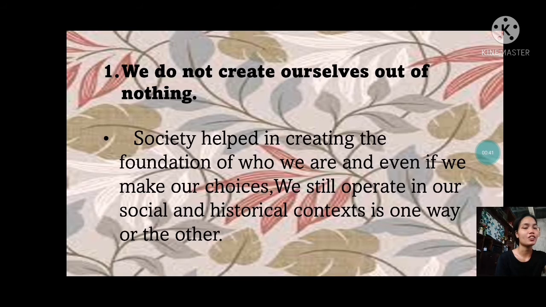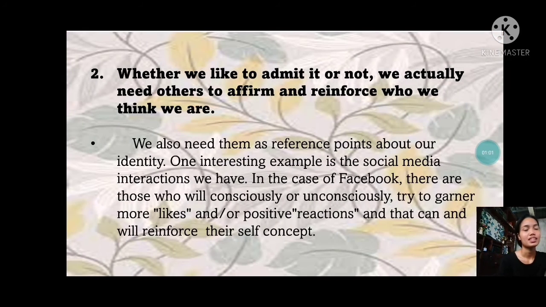First, we do not create ourselves out of nothing. Society helped in creating the foundation of who we are, and even if we make our choices, we still operate in our social and historical context, one way or the other. Second, whether we like to admit it or not, we actually need others to affirm and reinforce who we think we are. We also need them as reference points about our identity.